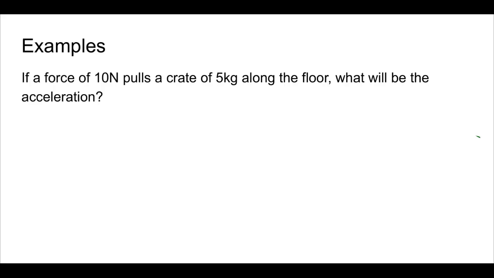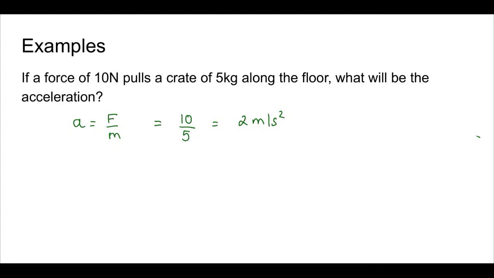In this one, if a force of 10 newtons pulls a crate of 5 kilograms along the floor, what will be the acceleration? So if we're going to work out acceleration, we want this version of the equation. We know that the force is 10, and hopefully you can spot that that 5 kilograms mentioned there is the mass. If it's kilograms, it's mass. So 10 over 5, that will give me 2 meters per second squared.